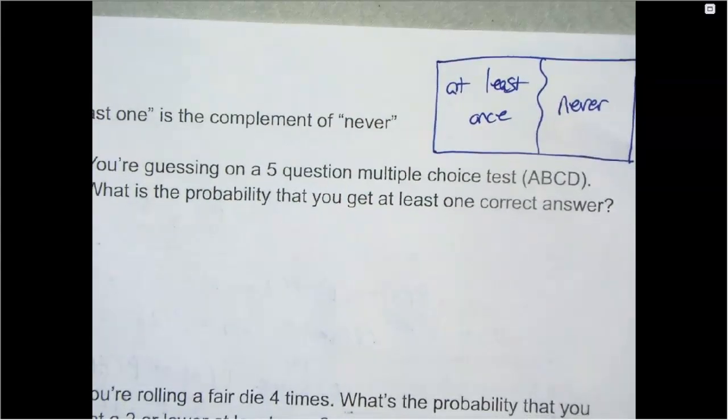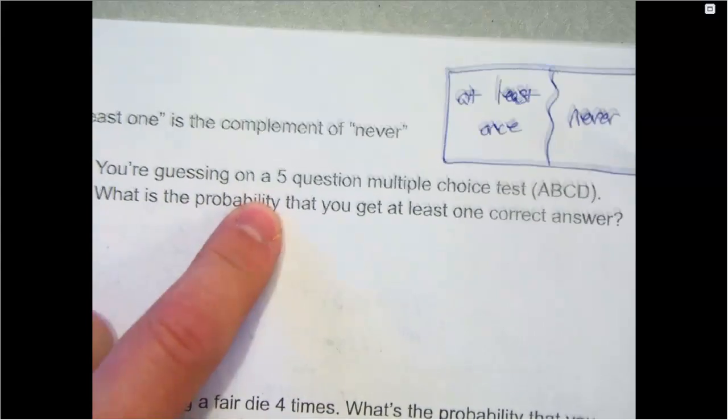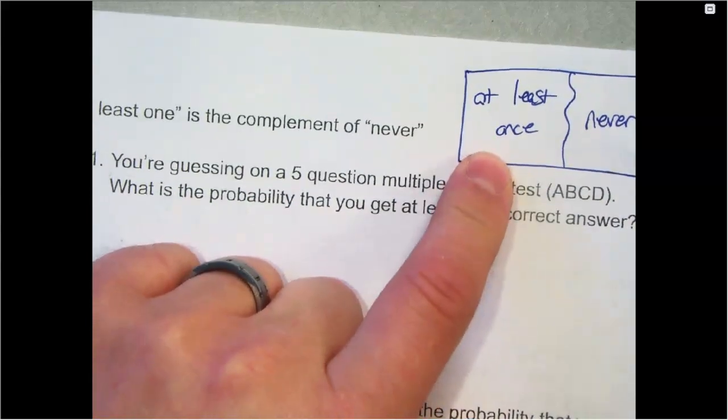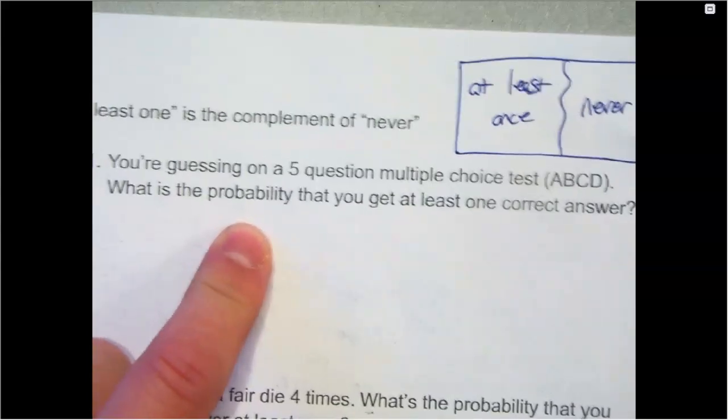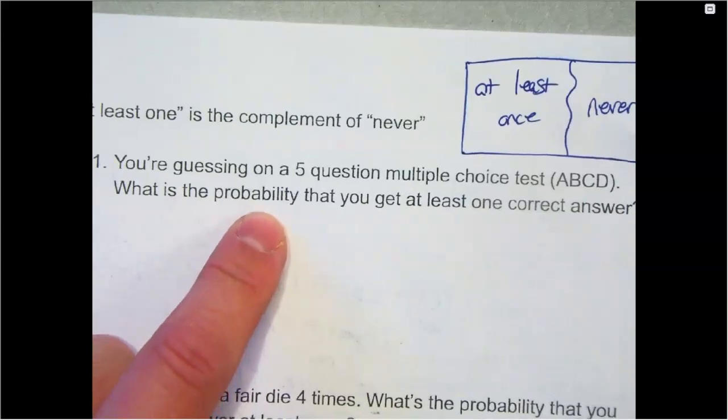I'm going to give you a 10-question test. How many do you get right? At least one or none. So those are opposites. So at least one is really hard to find. So in a 5-question multiple choice test, A B C D, so 0.25. What's the probability you get at least one correct answer?